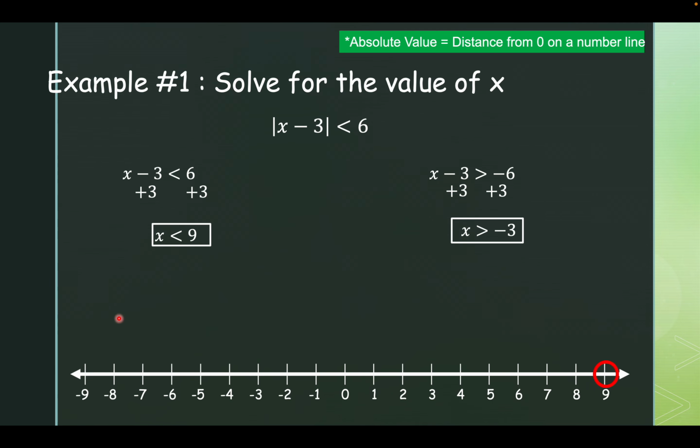Let's go back a moment. We have an open circle at 9, and our graph would be traveling this direction, whereas x is greater than negative 3, so again, an open circle at negative 3, and our solution would be coming this way. So if we wrote our solution like this, again, it's coming together, so we would put "and" in the middle.